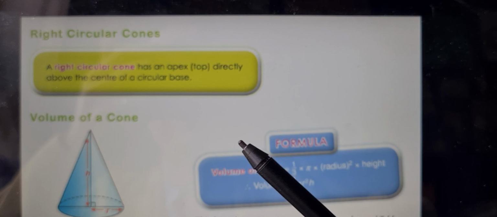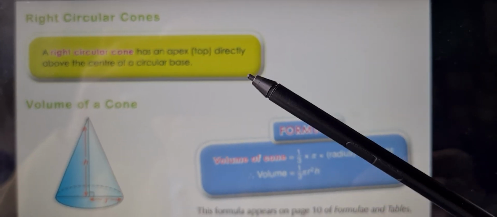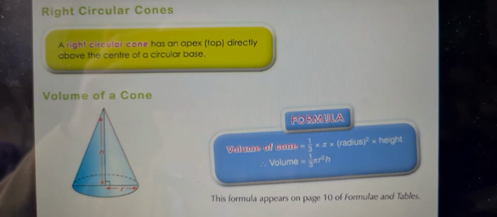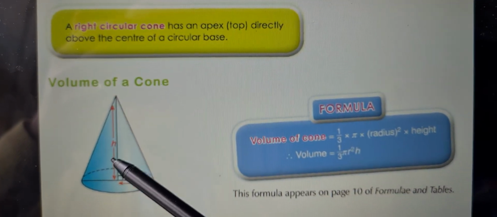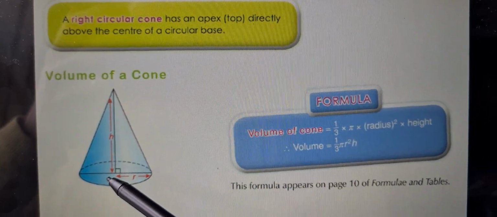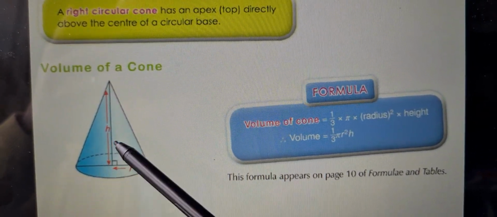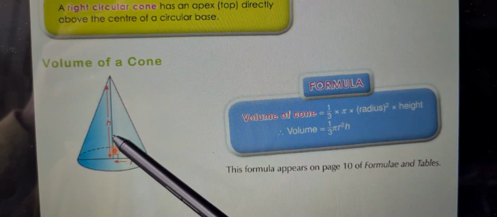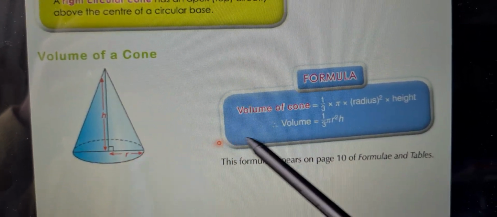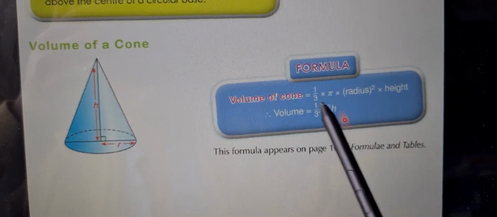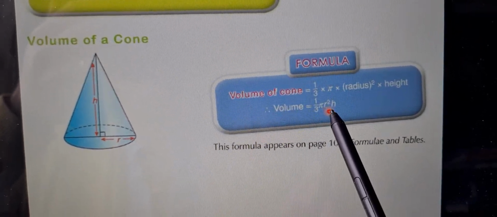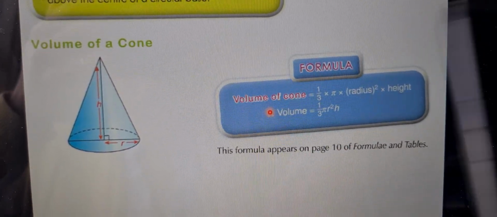Okay, next we're going to look at a cone. It's called a right circular cone. The top would be directly above the centre of the base. That's the only reason it's called a right circular cone. We don't see any other types of cones, really, to be honest. Perpendicular height is here and the radius is here. The formula, which is in your log tables on page 10, is a third pi r squared h. That's your formula for the volume of a cone.